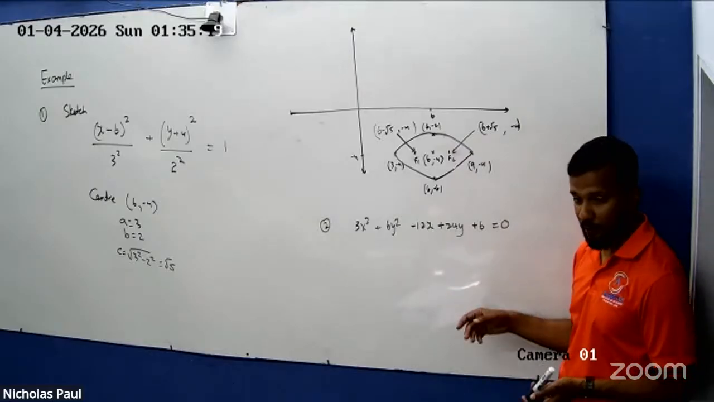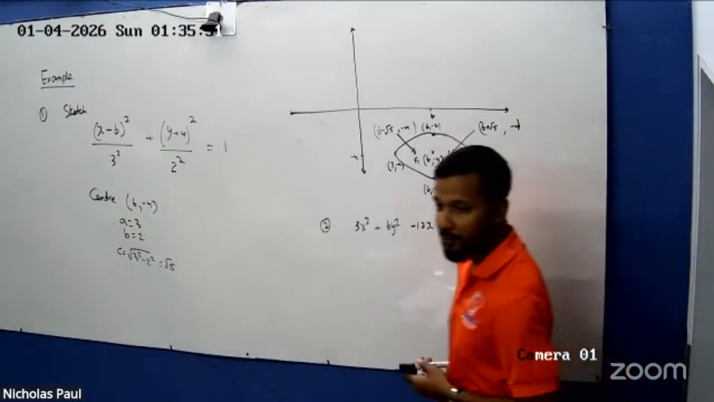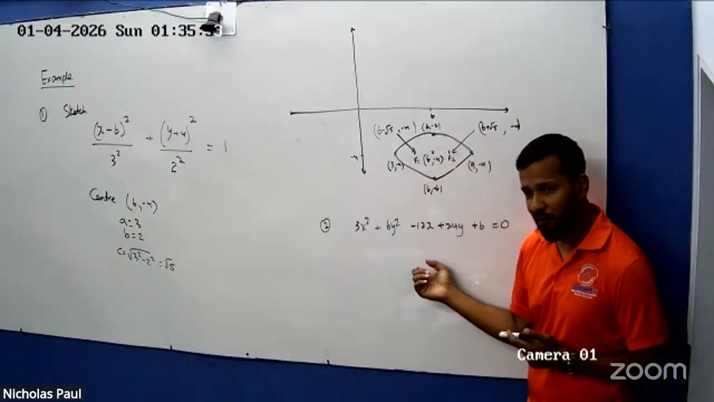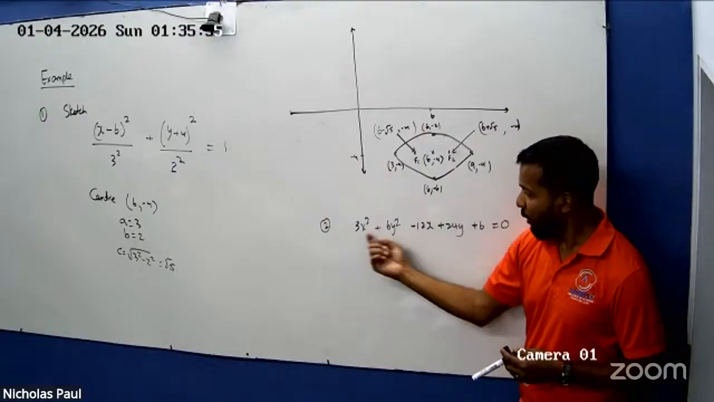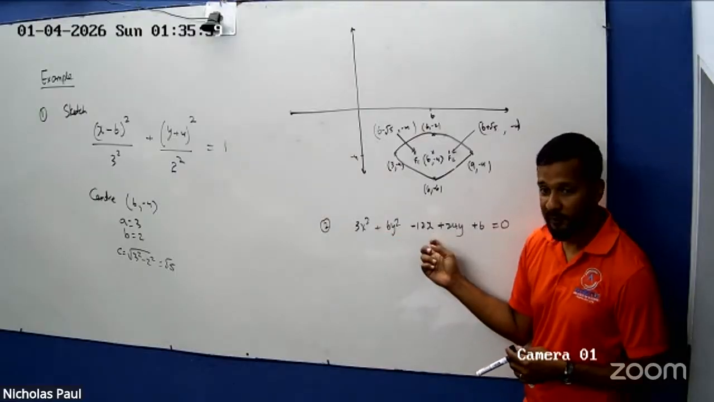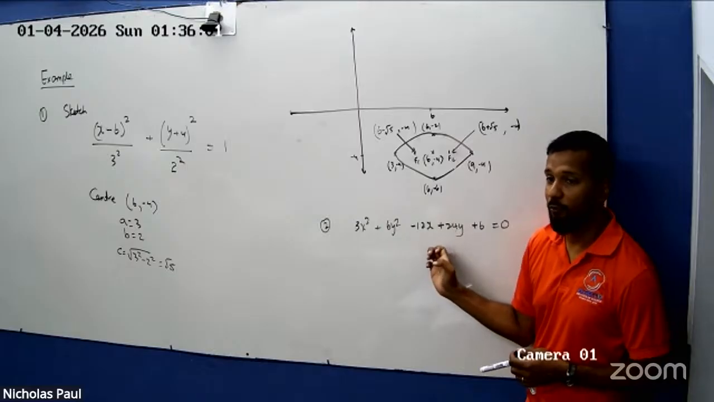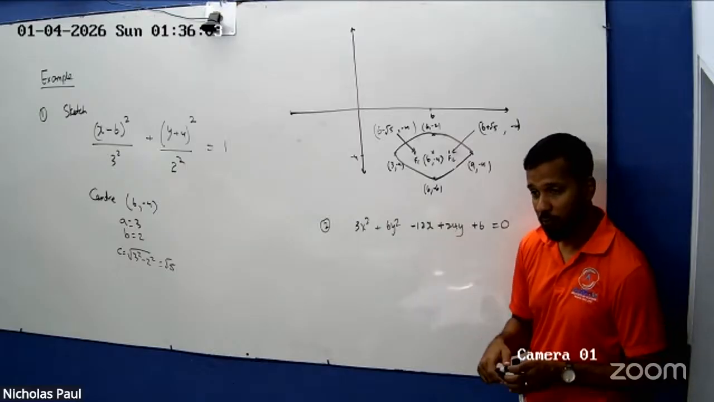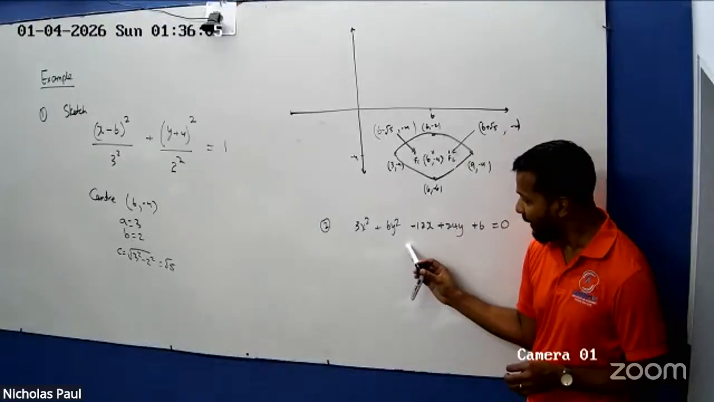Divide by, okay, try and simplify. But is it a circle? No. These two have to be the same to be a circle, right? So more than likely, this is an ellipse. So we have to figure out how to write this in that form. How can I write this in that form?